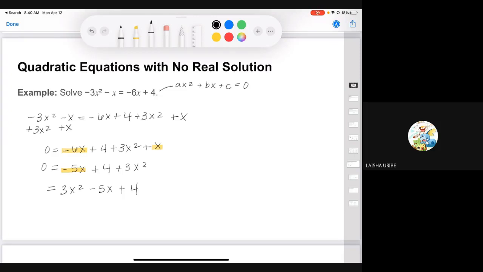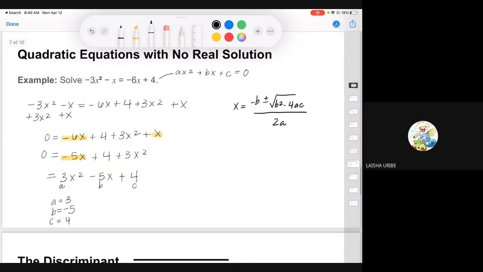So now that we're here, can we identify A, B, and C? Well, yes, this would be our A, so A is 3. This would be our B, so B is -5. This would be our C, so C is 4. And so now that we have this, this is what we can plug into the quadratic equation. This equation right here.